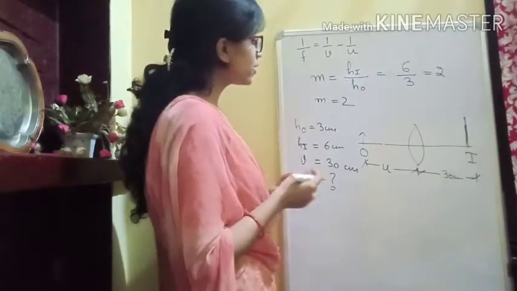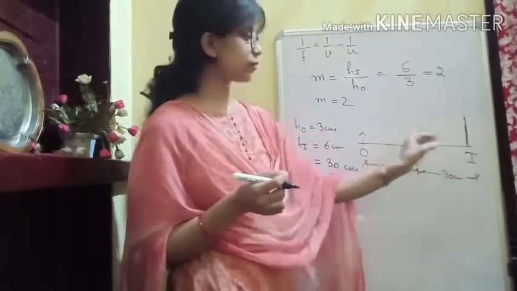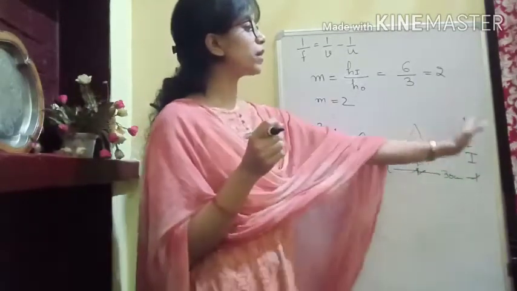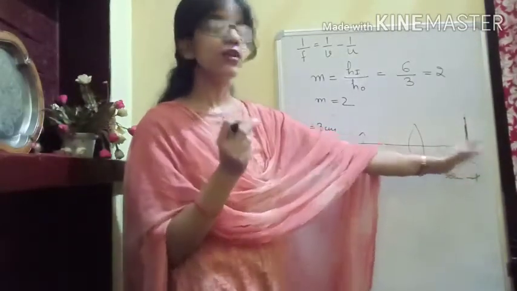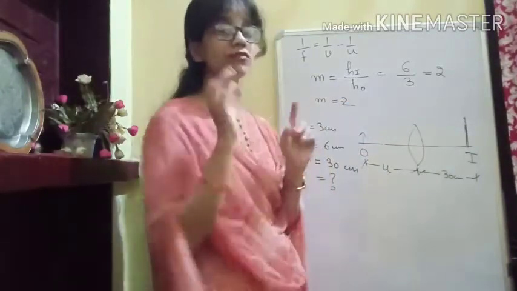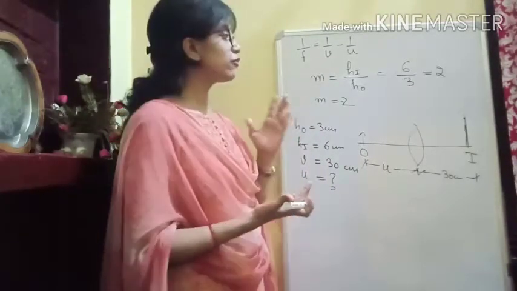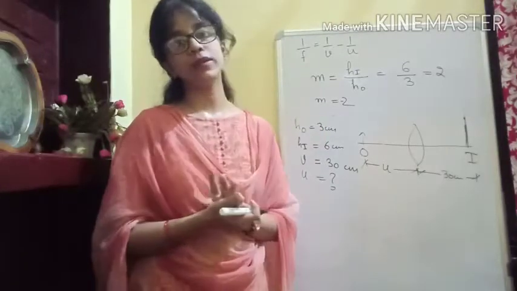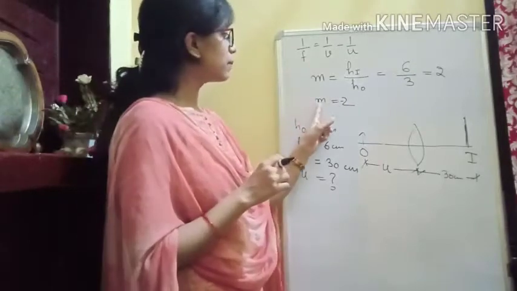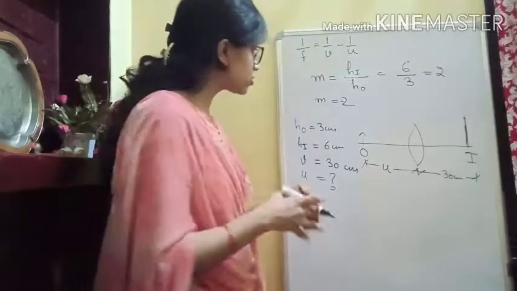Second thing, since it is a convex lens and the image is formed on the right hand side, that means the image is formed behind the lens, and since it is formed behind the lens, the image will be real. And if the image is real, the magnification will always be negative. This we have learned and we have seen also. When the image is formed real or inverted, the magnification will be negative. If the image is virtual or upright, the magnification will be taken positive. So here m is coming minus 2.